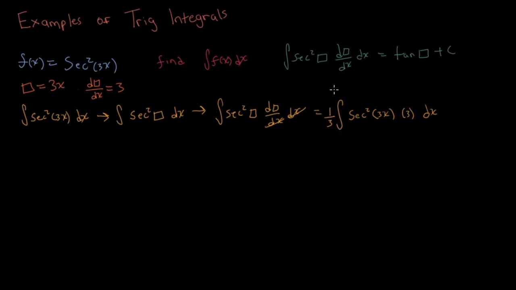So now we can go ahead and convert this. What we get in the end is 1 over 3 times tan of our placeholder, which is 3x, plus c. And that would be our answer.